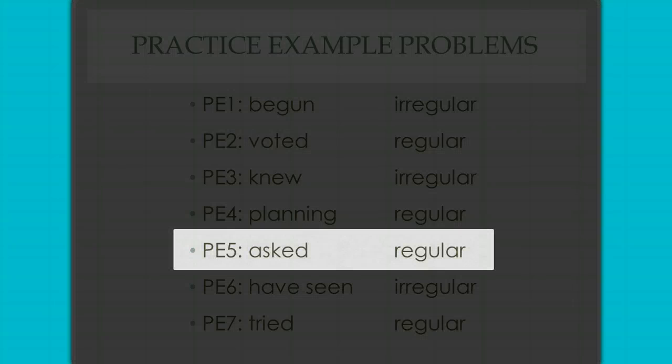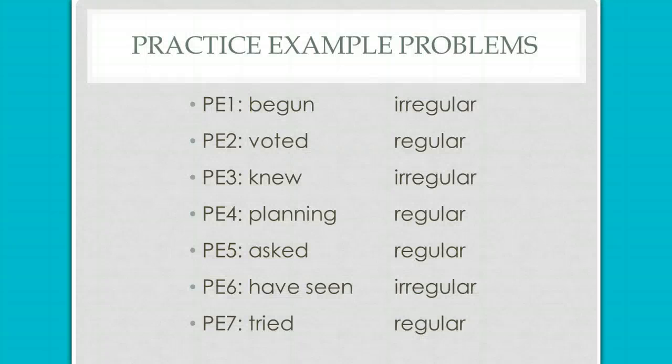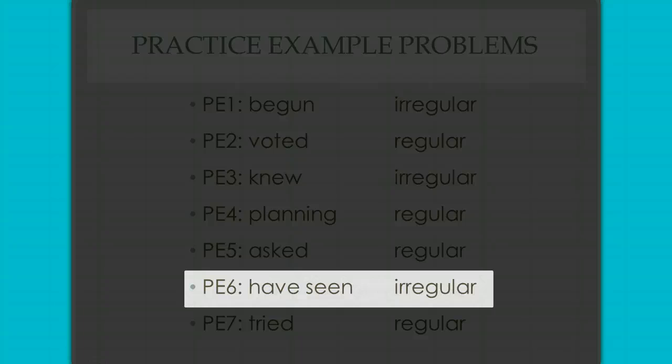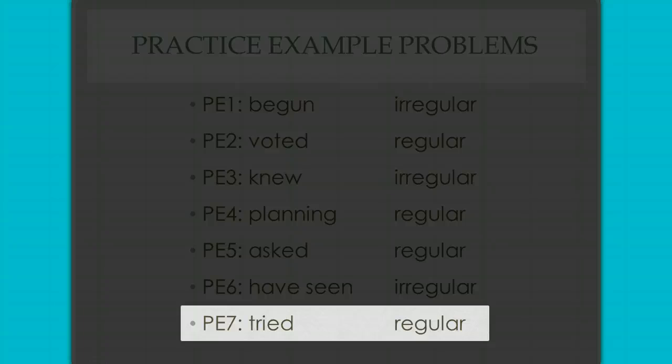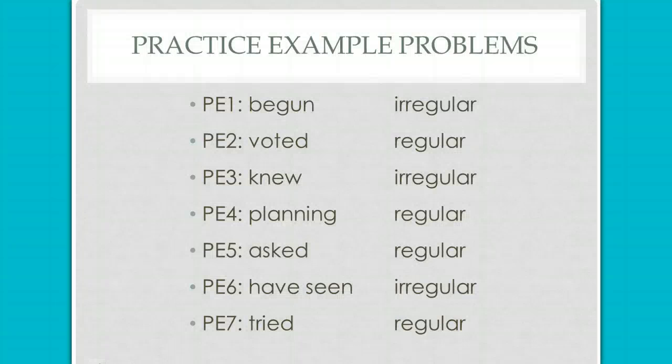Practice example number 5. The correct verb is asked, and it's a regular verb. Number 6. The correct verb is have seen, and it's an irregular verb. And number 7. The correct verb is tried, and it is a regular verb.